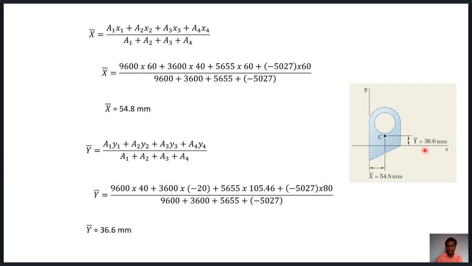So in this way we can locate the centroid of any composite plane or composite lamina just by dividing it into some regular shapes, some regular areas, and then locating the respective centroidal distances. Then we can take their first moment of areas with respect to the x and y axes, and divide them by their total areas, and finally we can locate their respective centroidal distances from the given x and y axis.